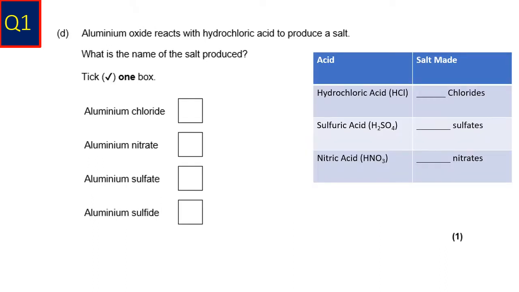Question 1d, aluminium oxide reacts with hydrochloric acid to produce a salt. What is the name of the salt produced? Tick one box, so only picking one option here. Is it aluminium chloride, aluminium nitrate, aluminium sulfate, or aluminium sulfide? Now, the exam board expects you to know the formulae and the name of three acids, hydrochloric, sulfuric and nitric acid, and know what salts they make. So use the table to help you with that one.